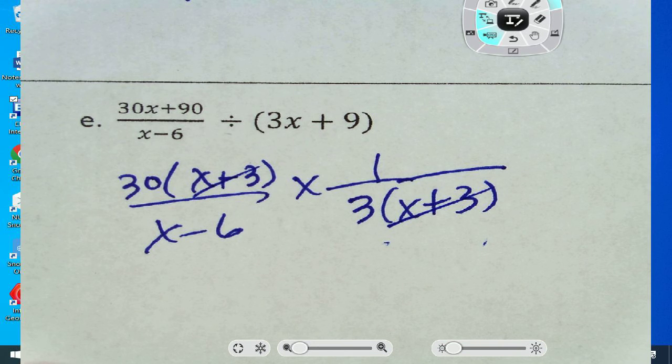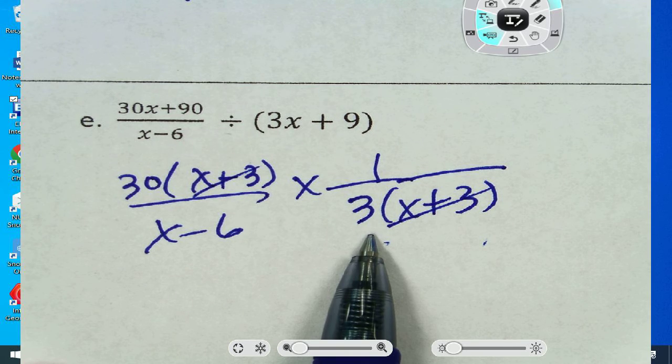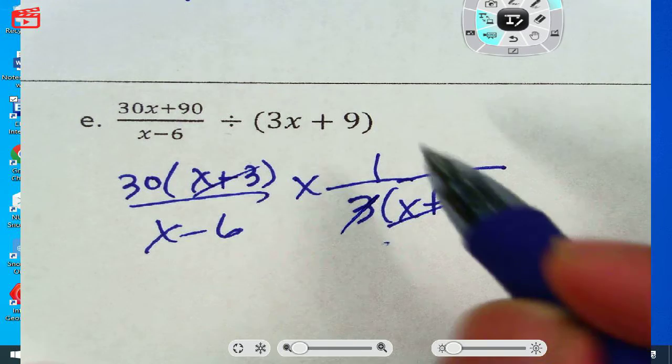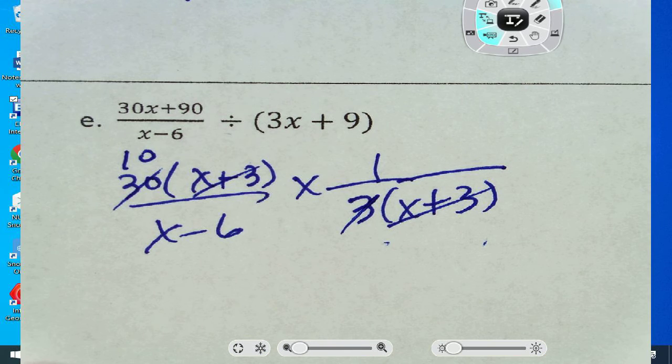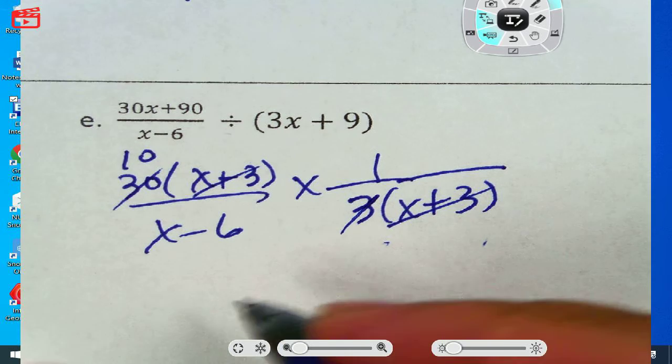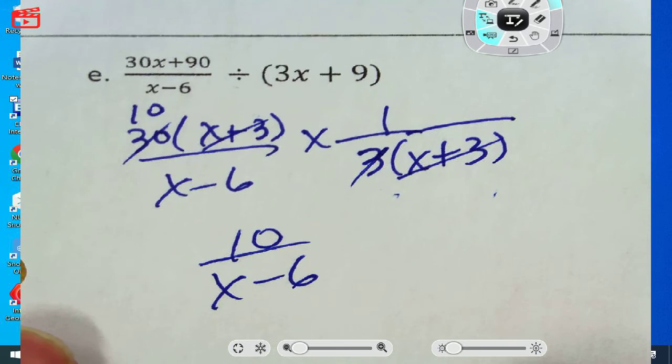Can I reduce anything else? Yes. How about the 30 and the 3? Yes. Alright, so 3 goes into 30 how many times? 10. Alright. So final answer is what? 1 over x minus 6. Alright, good job.